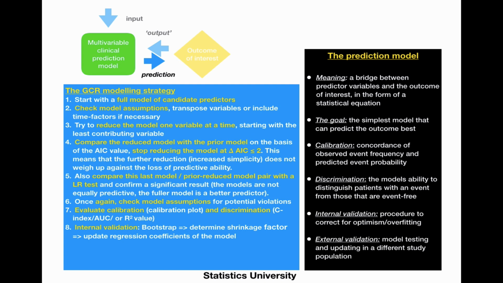I would advise using a bootstrap method to determine a shrinkage factor for the regression coefficients, update them with that shrinkage factor, and then update the discrimination values and report all characteristics of the model build and state the final model equation.